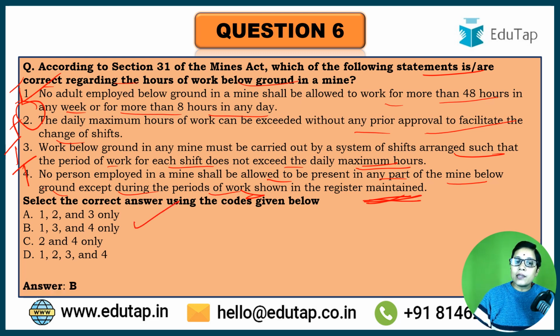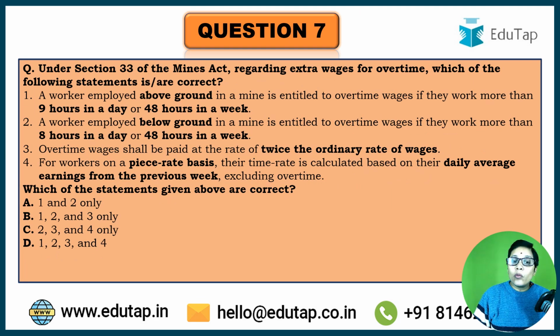that is B is the correct answer. Moving on to our next question, section 33 of the Mines Act for extra wages for overtime. So under section 33 of the Mines Act regarding the extra wages for overtime, which of the following statements is or are correct? A worker employed above ground in a mine is entitled to overtime wages if they work more than 9 hours in a day or 48 hours in a week.